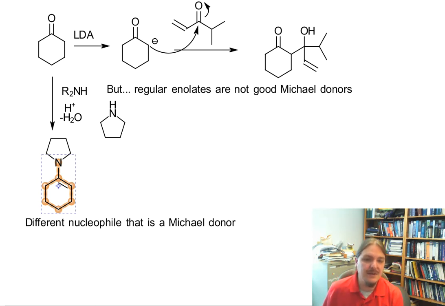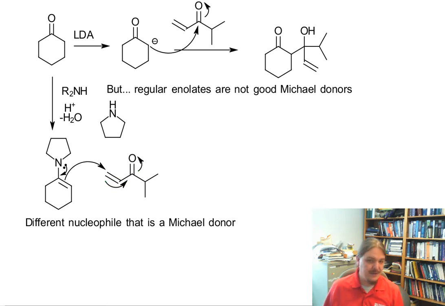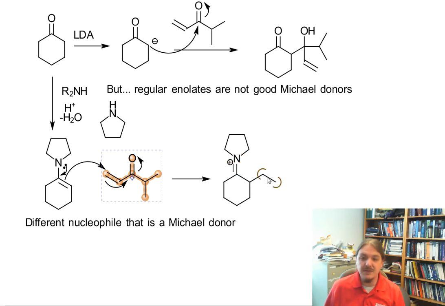And now enamines, because of the lone pair on the nitrogen, are nucleophiles like enols and enolates. And it just so happens, fortuitously, that enamines prefer to attack at the beta position and not the alpha position. And what this gives us now is that the nitrogen is positively charged. We have this enolate over here.